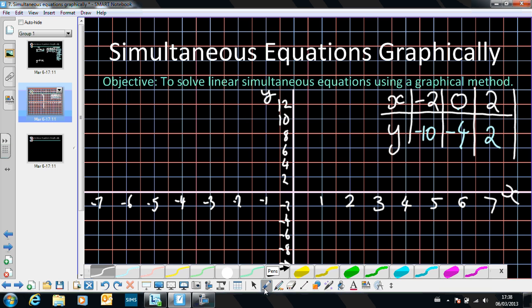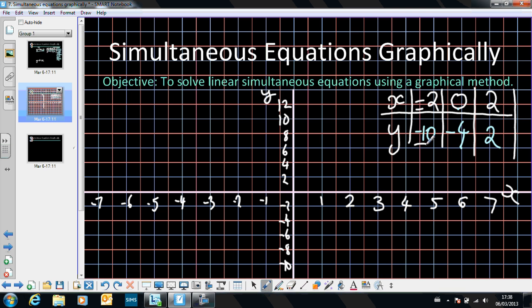When x is -2, y is -10, so that's all the way down here. When x is 0, y is -4, so that's there. And when x is 2, y is 2. So that's there. So my line is going to look like, keep going. Remember, I don't just stop at the 2 points that I've drawn. I need to fill the page.